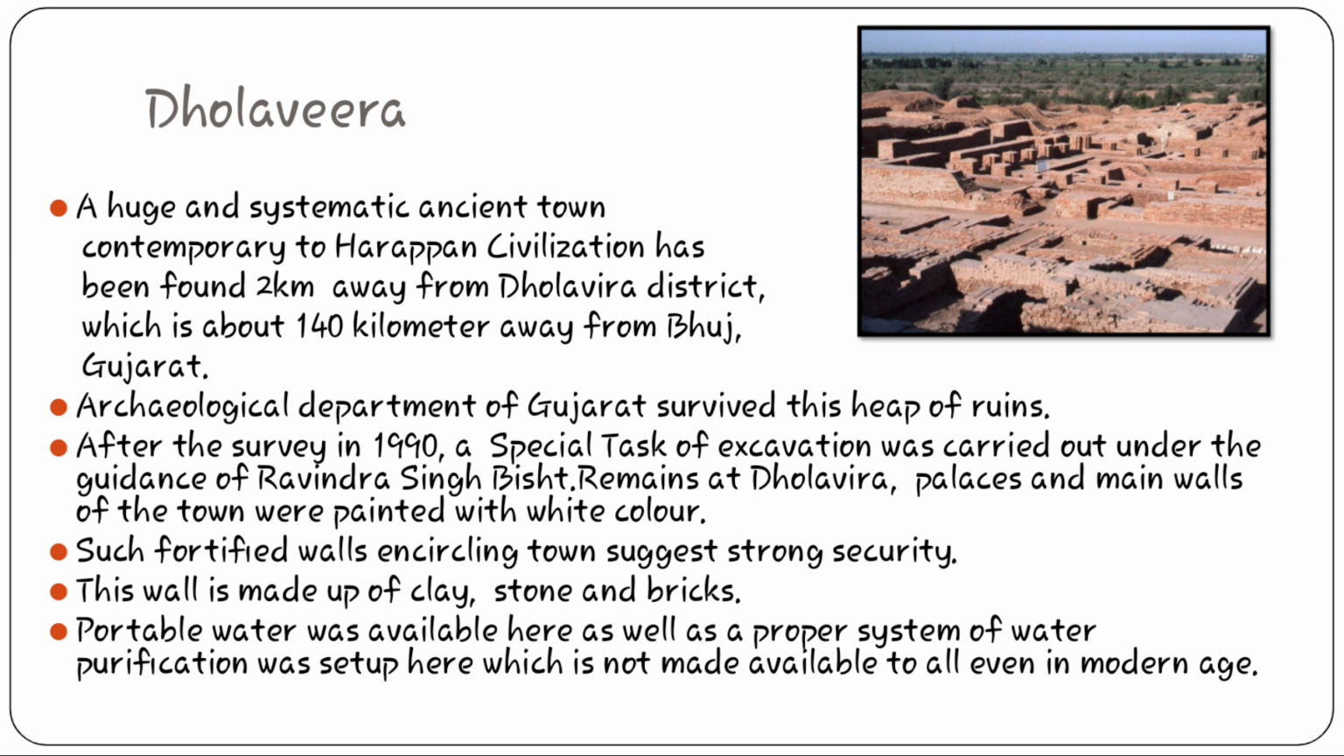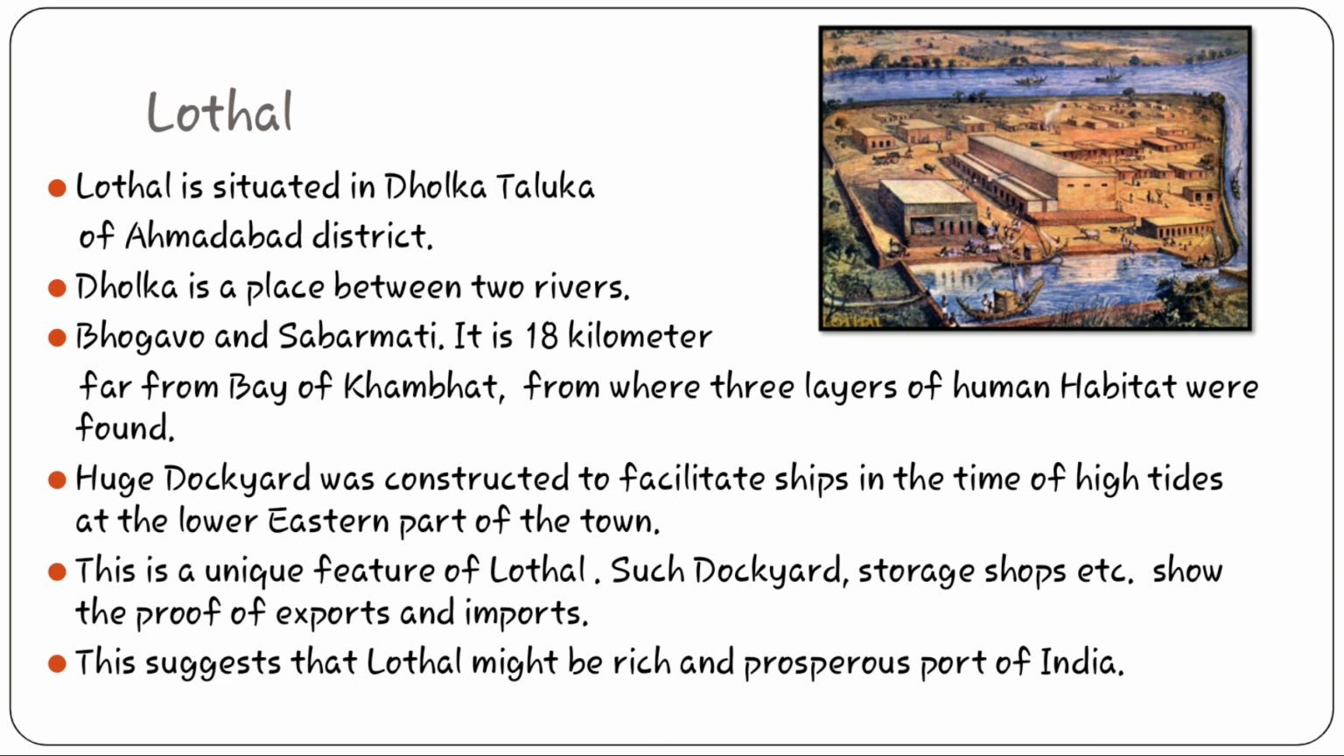Portable water was available here. That is, it shows that they were having a proper system of water purification, which is not made available to all even in our modern age. Next one is Lothal. As you all know, Lothal is situated in Dholka Taluka of Ahmedabad district. This is a place between two rivers, that is Bhagavo river and Sabarmati river. It is about 18 kilometers far from the Bay of Kambat.